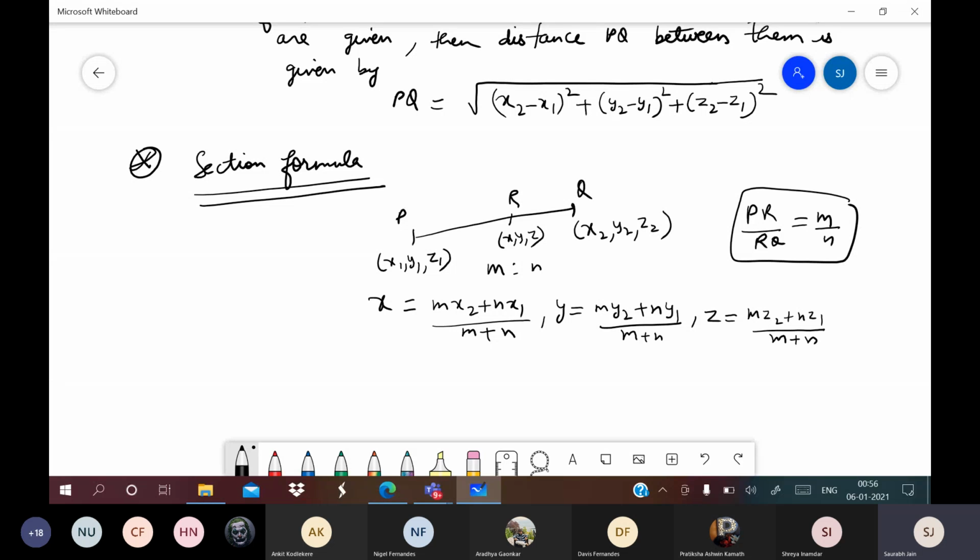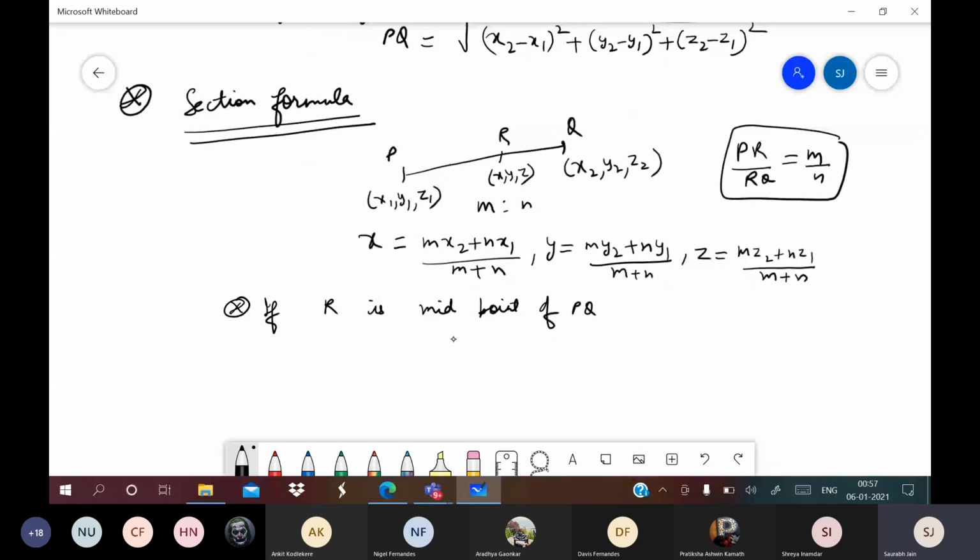Okay, simple. Now, if a special case was there, if R is the midpoint of PQ, then what did we used to write? Then the ratio used to be 1:1. That means in place of M and N, we used to put 1 and 1, and the formula used to be x equals (x1 plus x2) by 2, y equals (y1 plus y2) by 2, and z equals (z1 plus z2) by 2. You will find similar kind of questions. It's just that only one coordinate will be increased, that is the z coordinate.